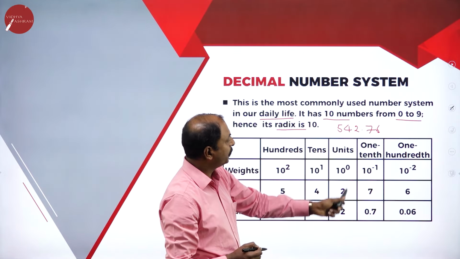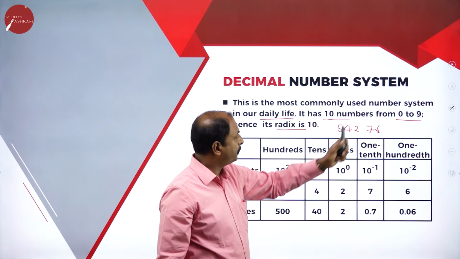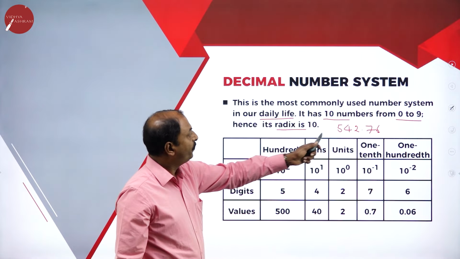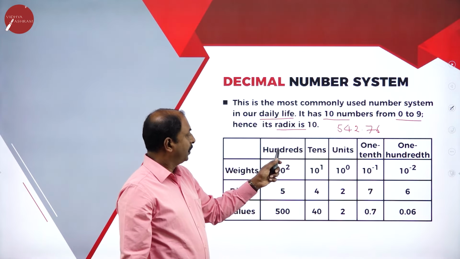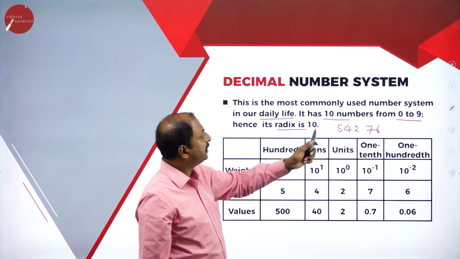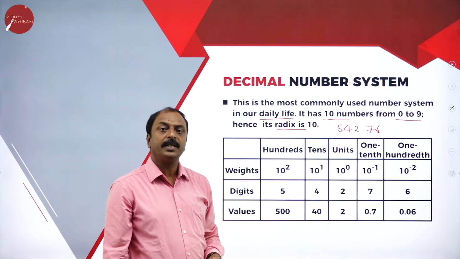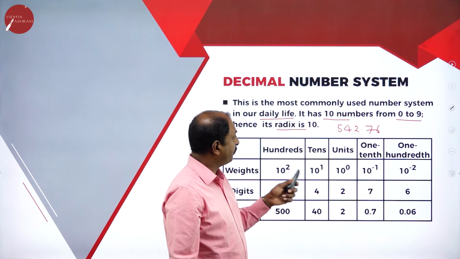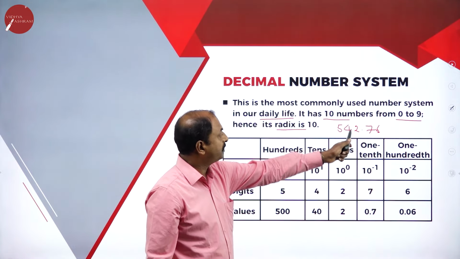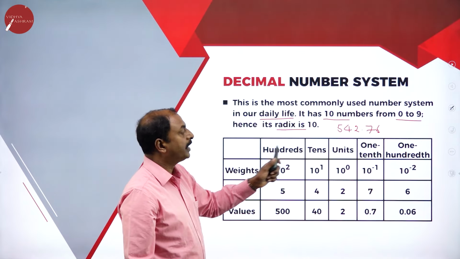Now in this, 2 is in the units position. 4 is in the tens position and 5 is in the hundreds position. So this is what we are talking about, the positional number system. Each digit is represented with a particular position. So in this example, 542.76, 2 is in the units place, 4 is in the tens place and 5 is in the hundreds place.